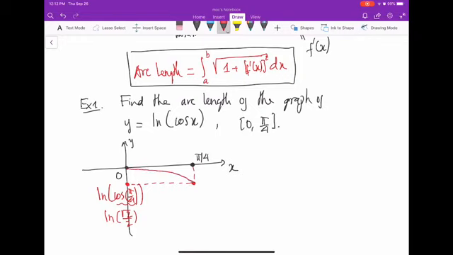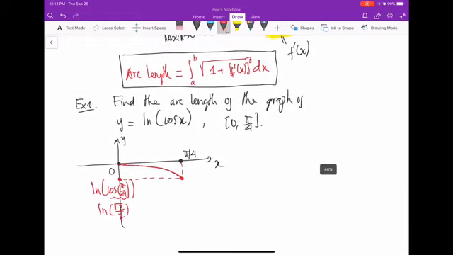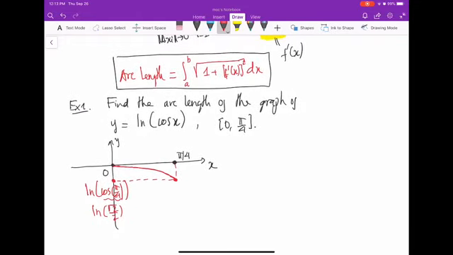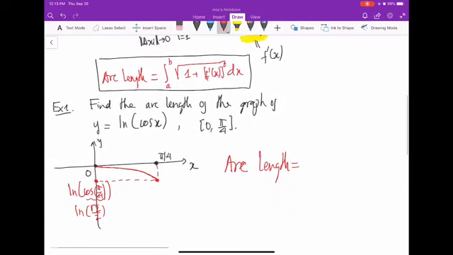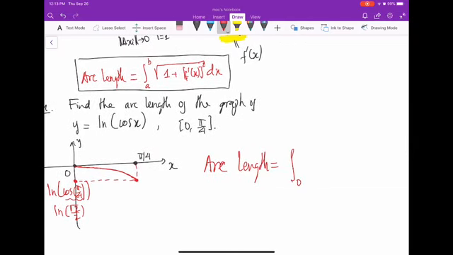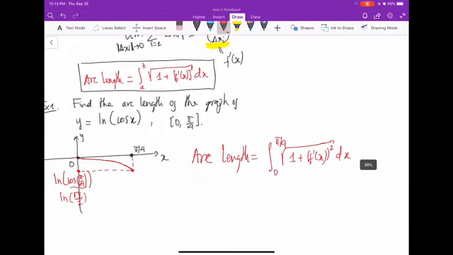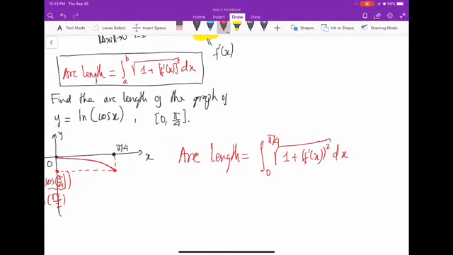I have the curve, and we need to find the arc length of this on 0 to pi over 4. Now just apply the formula. So by the formula we have the arc length is equal to integral from 0 to pi over 4 square root of 1 plus f derivative x squared dx. So in this problem we need to find the derivative, right? So let's do that.